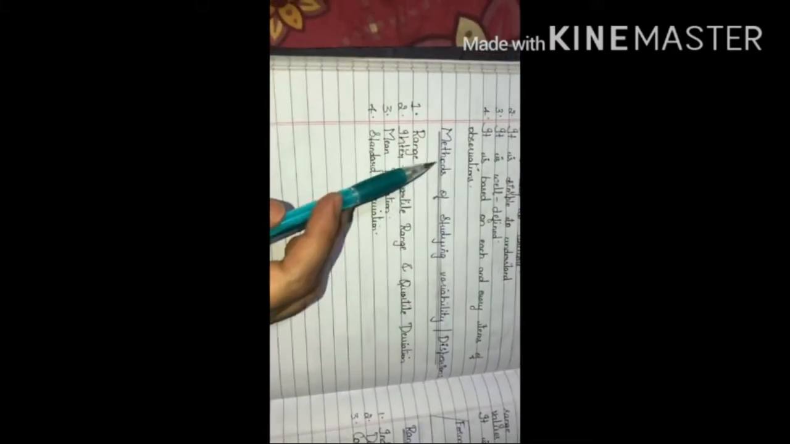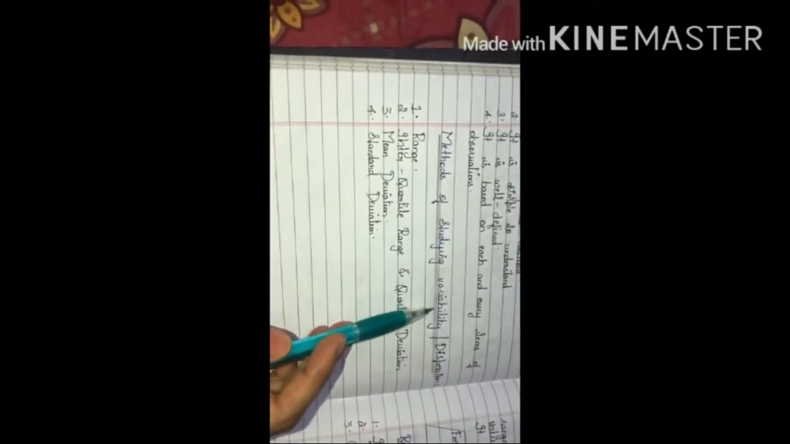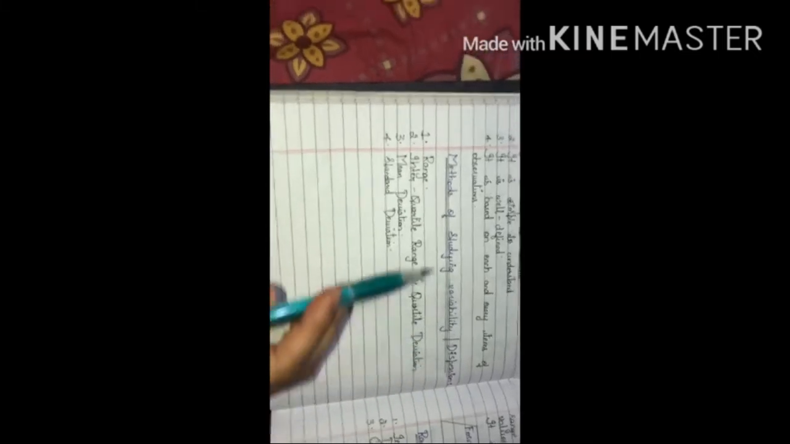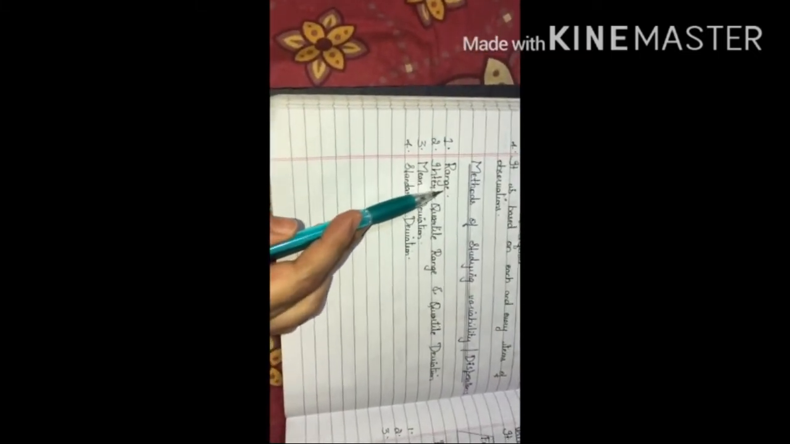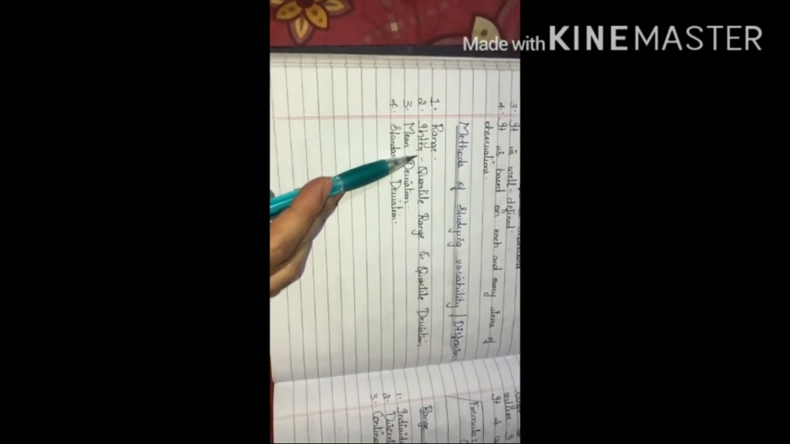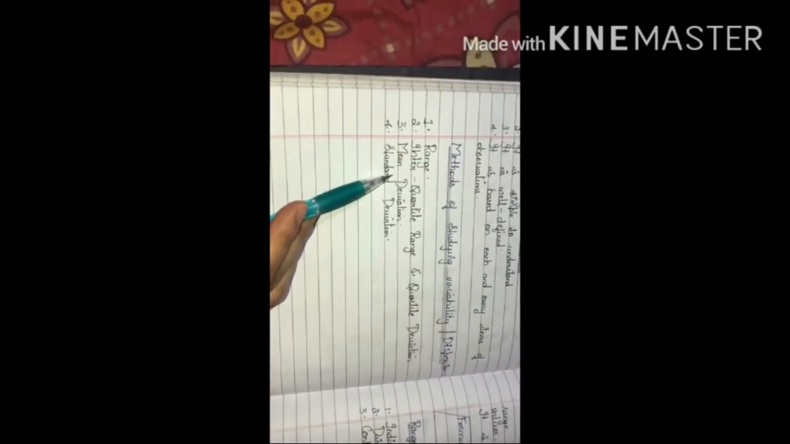Now we'll quickly get into the methods of studying the variability or dispersion. There are 4 methods under dispersion. First one is range, second is interquartile range and quartile deviation, third is mean deviation, fourth is standard deviation.